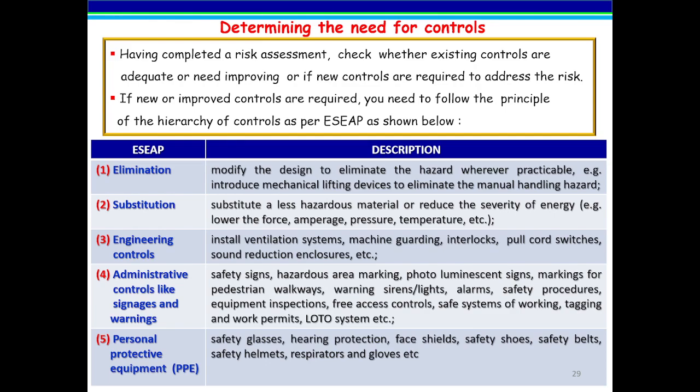Next, go in for engineering controls. Example: install a ventilation system, machinery safety guards, introduce an interlocking system and pull cord switches, etc. Next are administrative controls, like introducing safety warning signs, warning sirens or lights, work instruction SOPs, marking yellow lines on walkways, work permits, lockout-tagout system, etc. And lastly, using appropriate PPEs, personal protective equipment like safety goggles, earplugs, face shields, safety shoes, safety belts, helmets, respirators, and hand gloves.